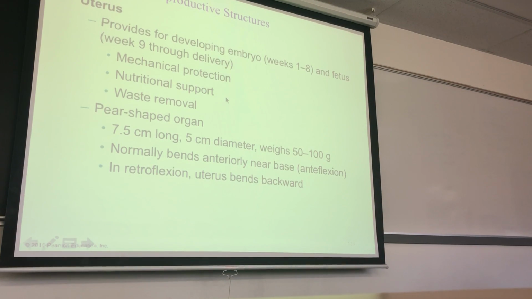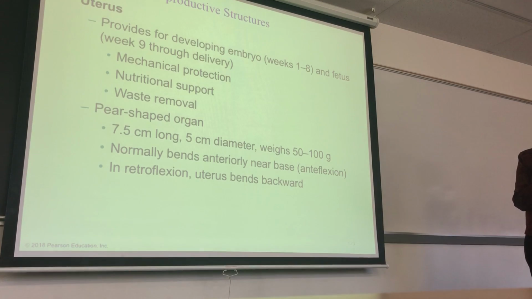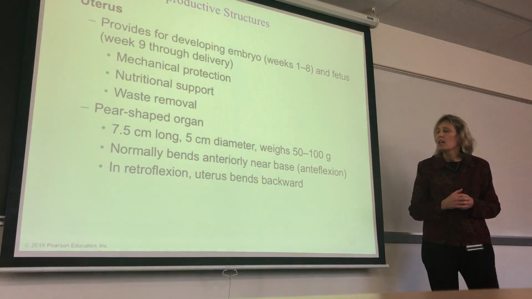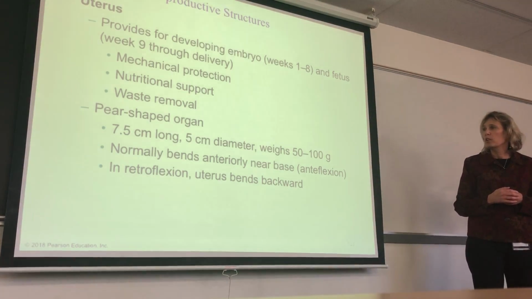All right, the uterus provides for the developing embryo. So it has an endometrial layer where the embryo can implant. The embryo is, after several cell changes, the sperm and the ovum become an embryo. And then the uterus is going to help to mechanically protect it, give it nutrition, and help with any waste removal.